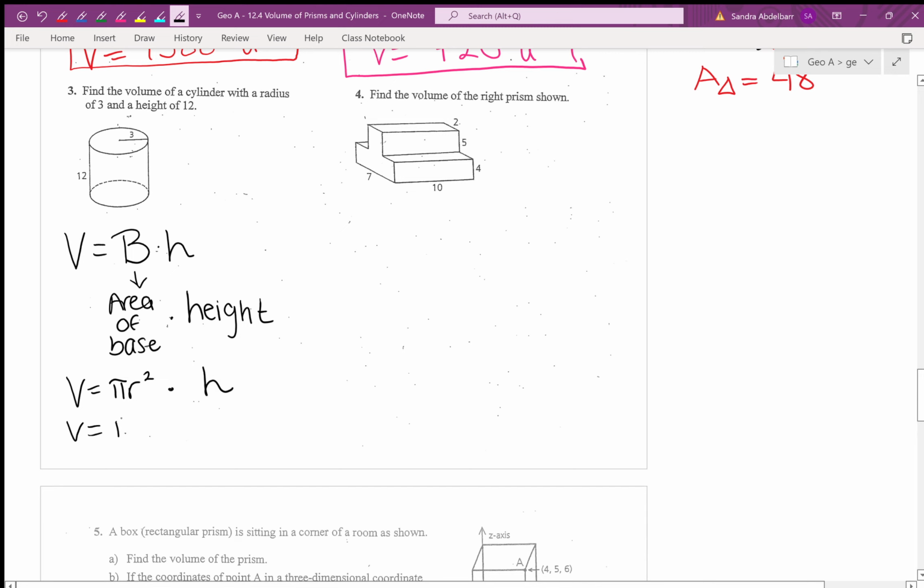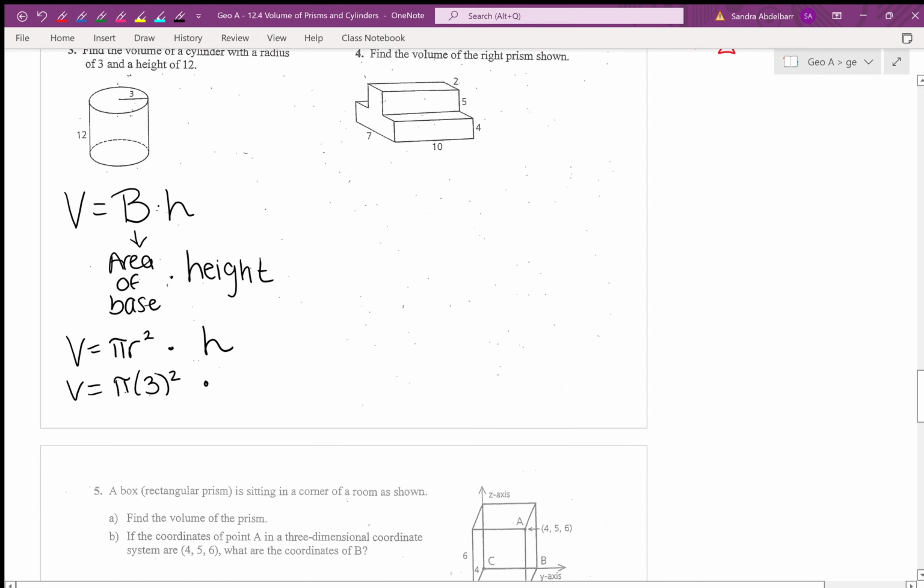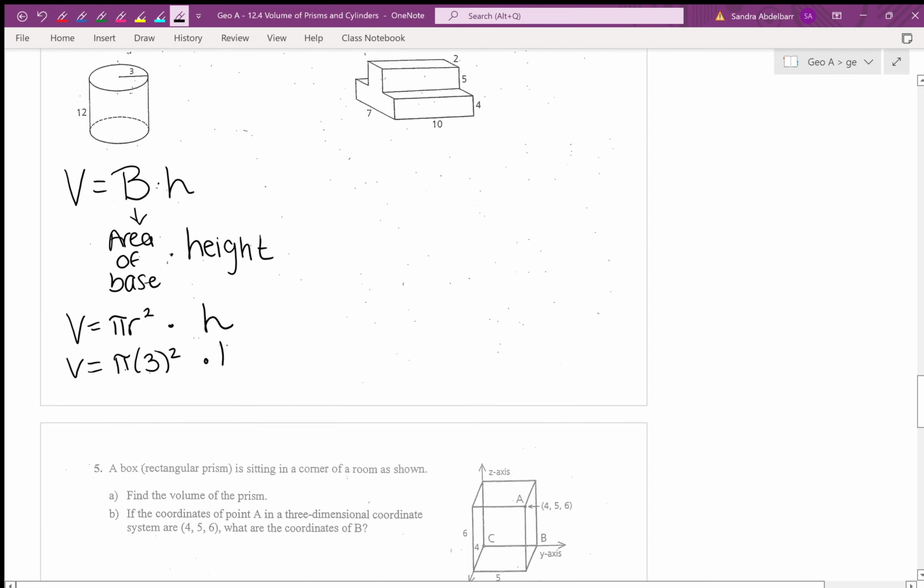What's the radius here? 3. So we're pi 3 squared. What's the height? 12. So now we are 9 pi times 12, which is going to give us 108 pi units cubed. You got it.